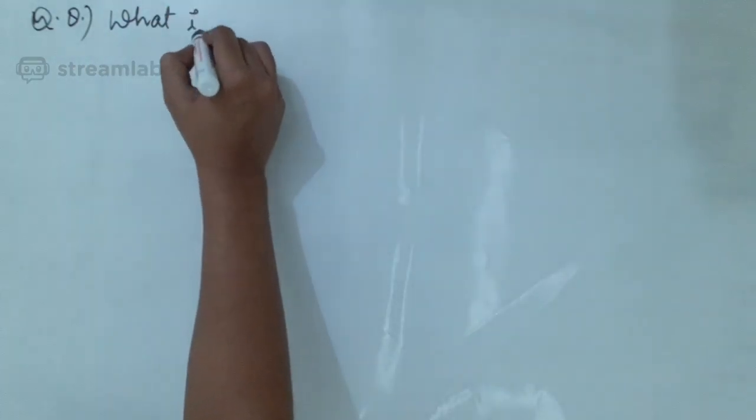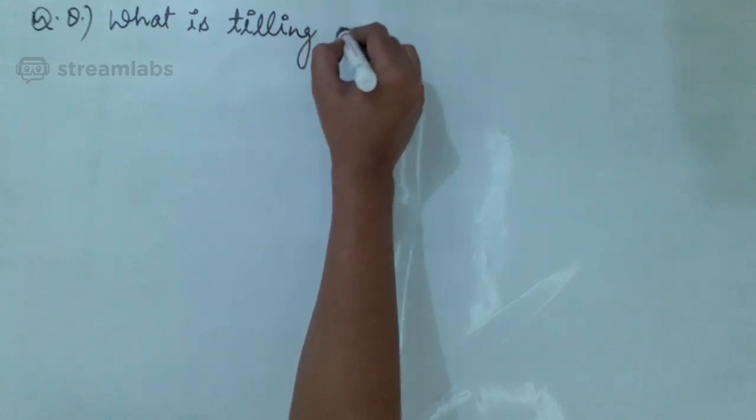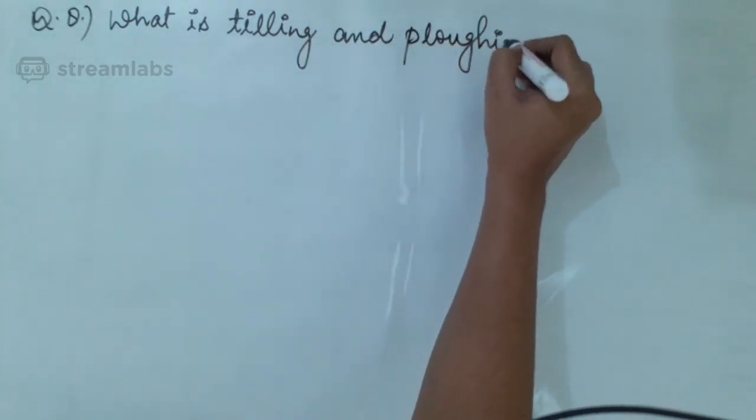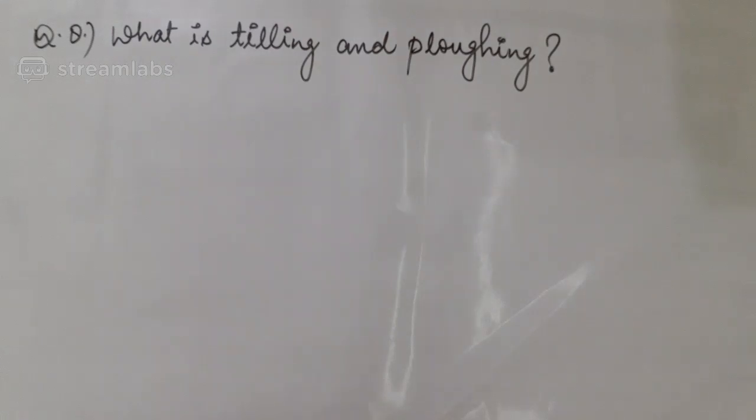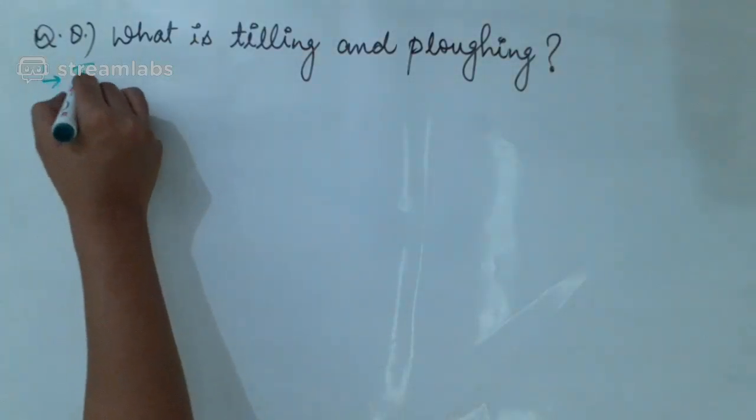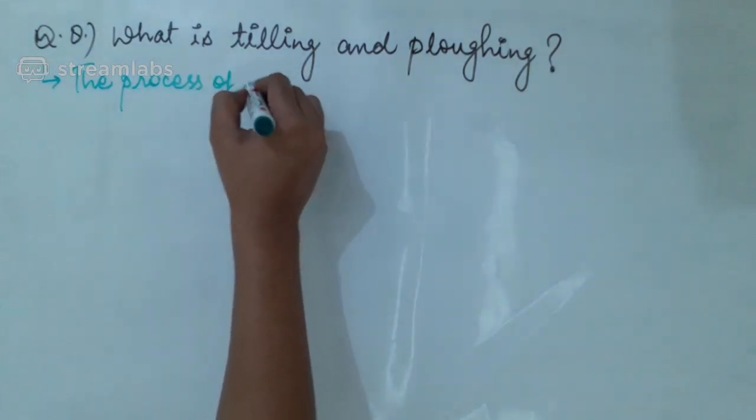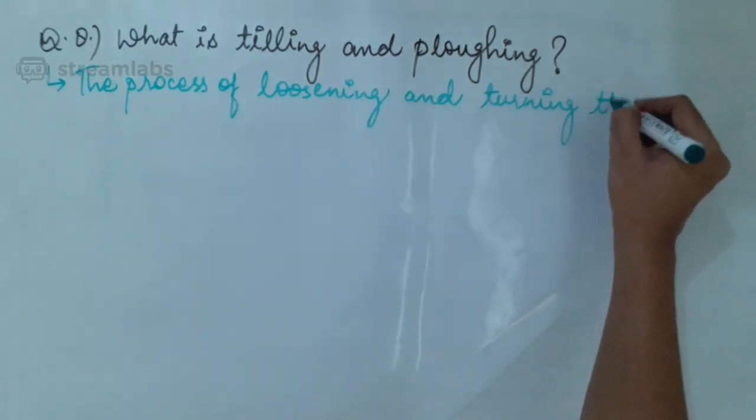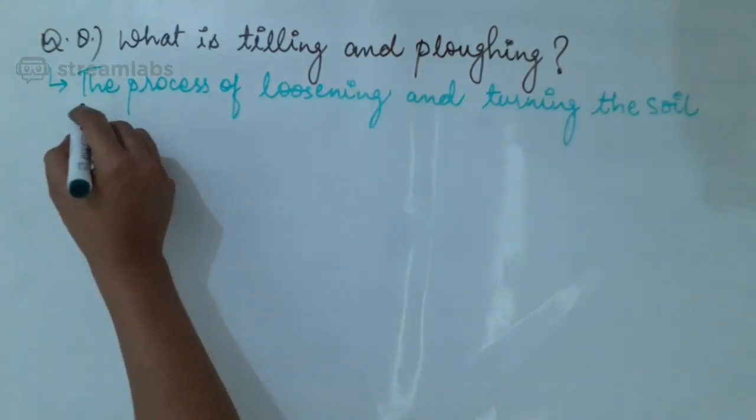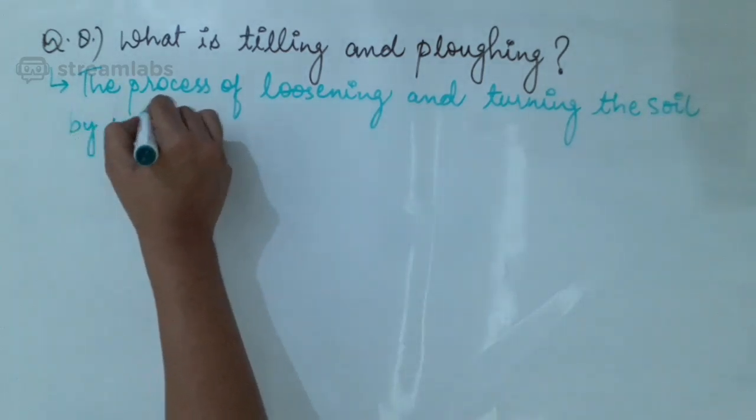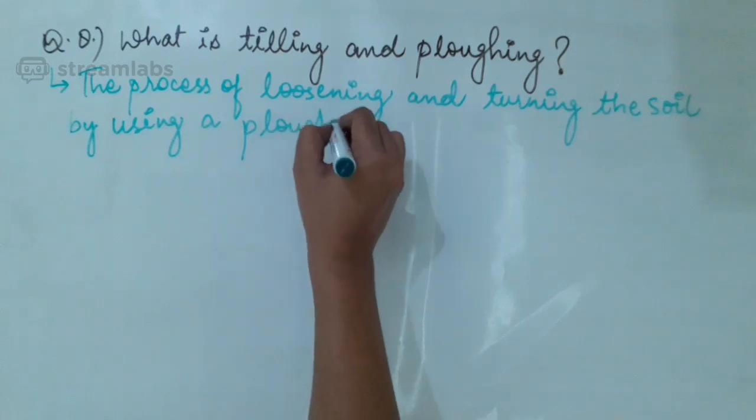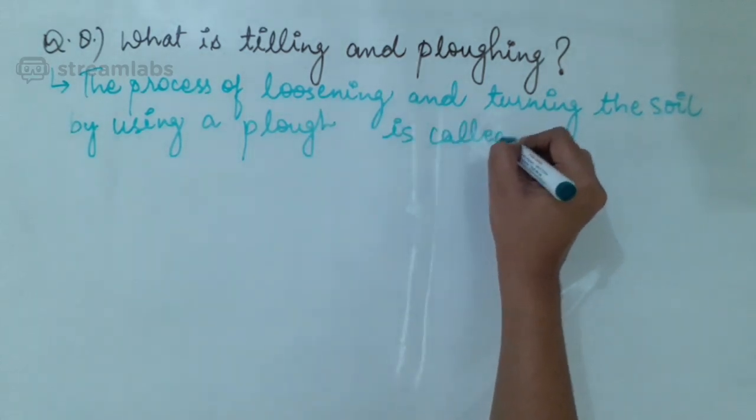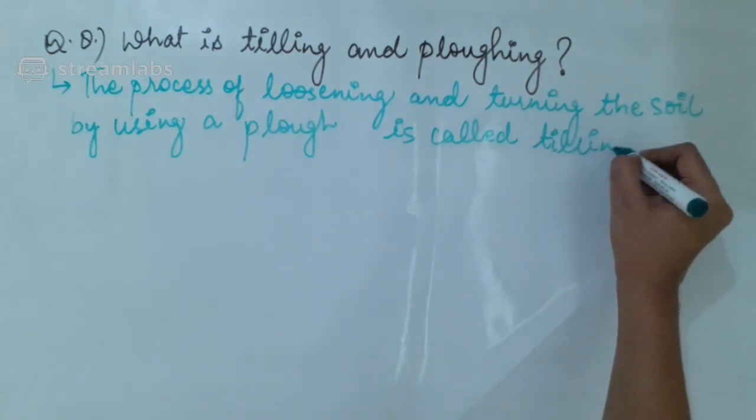What is tiling and plowing? The process of loosening and turning the soil by using a plow is called tiling or plowing.